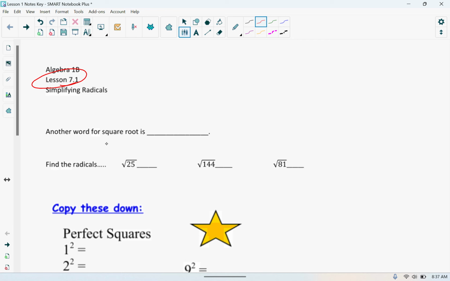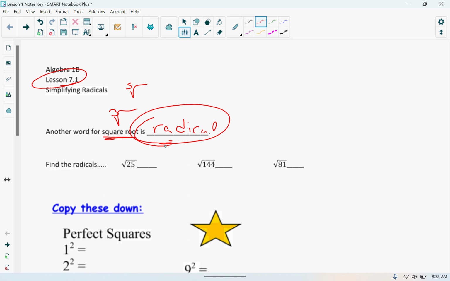Another word for square root is radical. So when I say the word radical, that goes beyond just square root. We could be talking about cube roots or fifth roots or 10th roots. It doesn't matter. This is more like a general term for any kind of roots that we're going to talk about. Okay, so find the radicals.